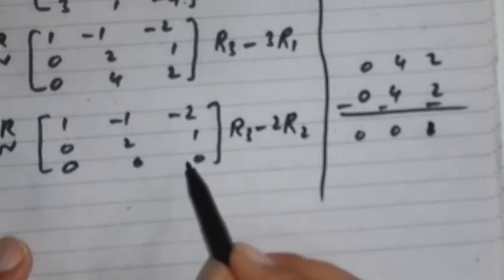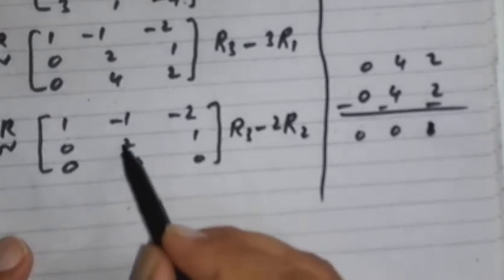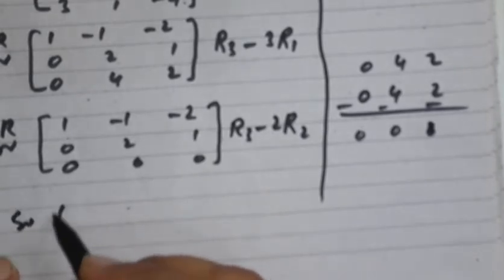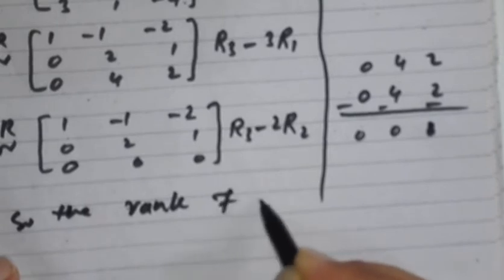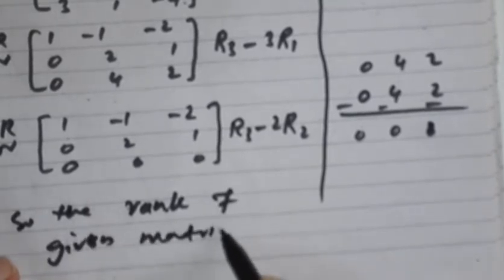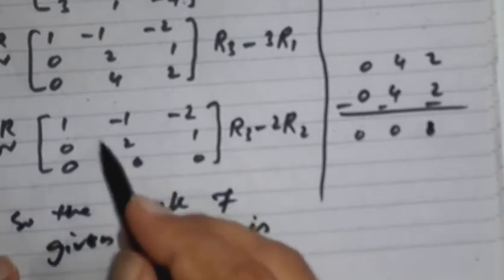So how many non-zero rows are there? 2. So the rank of given matrix is 2. The rank is 2.